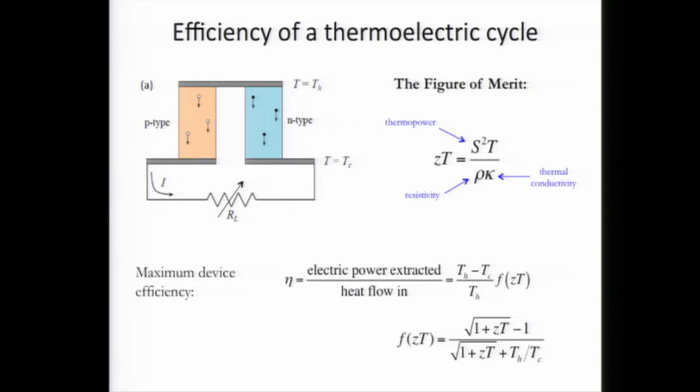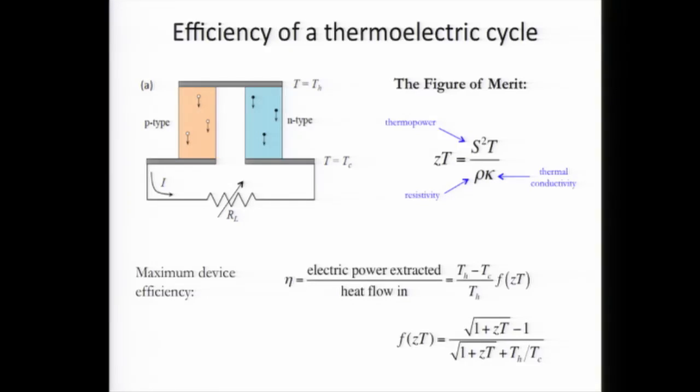And in particular, if you sort of play the game of imagining this setup and now tuning your resistance to be optimal in terms of efficiency, what you'll find is the maximum efficiency you can get, defined as the electric power you extract to the heat flow that came through the device, is this thing, the TH minus TC over TH. This is the temperature of the hot side minus cold side over the hot side. You might recognize this ratio from the Carnot cycle. This is the maximal efficiency that any thermal cycle can have. And it's multiplied by some function, a dimensionless function of a dimensionless number.